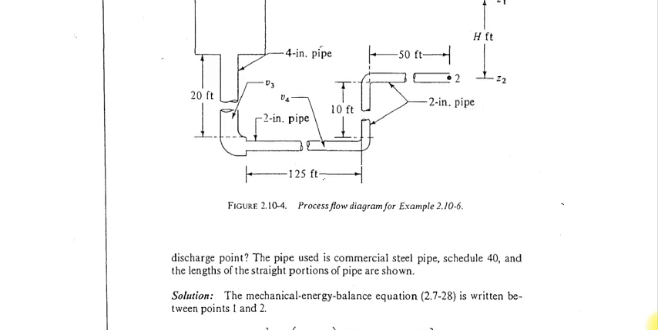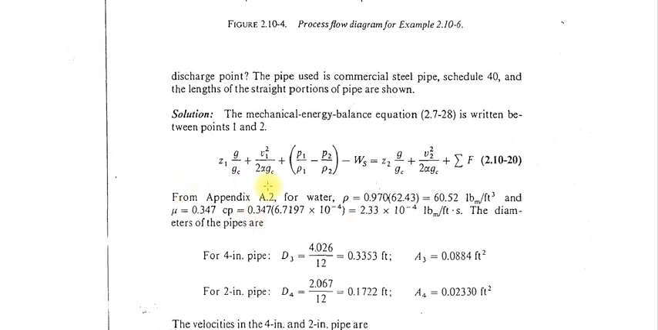So you have to do the mechanical energy balance between point 1 and point 2. Originally, this is the mechanical balance equation. Because the units are in British units, you have to use the Gc also. Z1 g by Gc plus V1 square by 2 alpha Gc plus P1 by rho 1 minus P2 by rho 2 minus Ws equal to Z2 g by Gc plus V2 square by 2 alpha Gc plus sigma F.